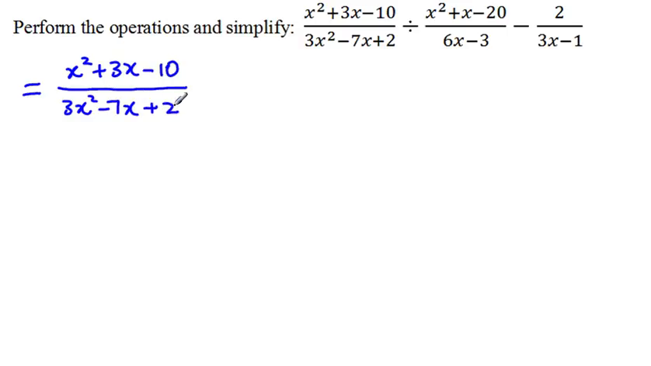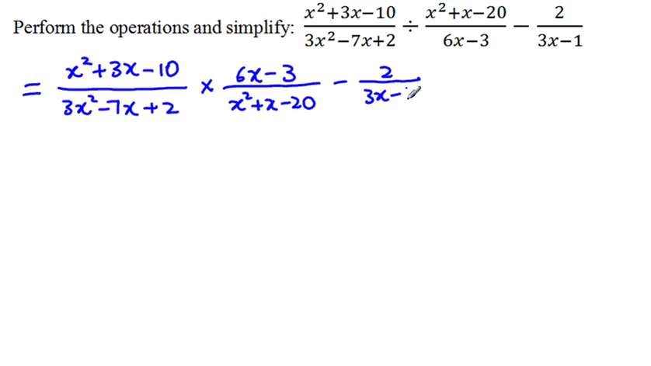And then we turn the divide and make it become multiply. Multiply what? The reciprocal of the following fraction. So we make it become 6x minus 3 over x squared plus x minus 20. And then minus the third fraction. We are not touching that, but we write it again.